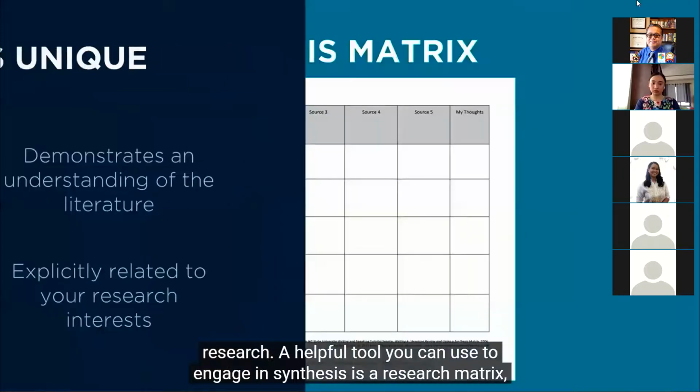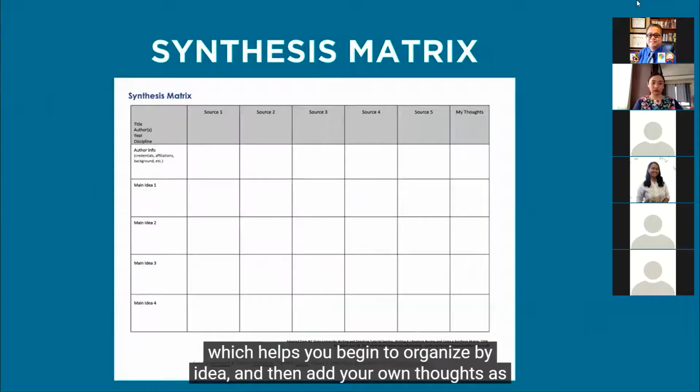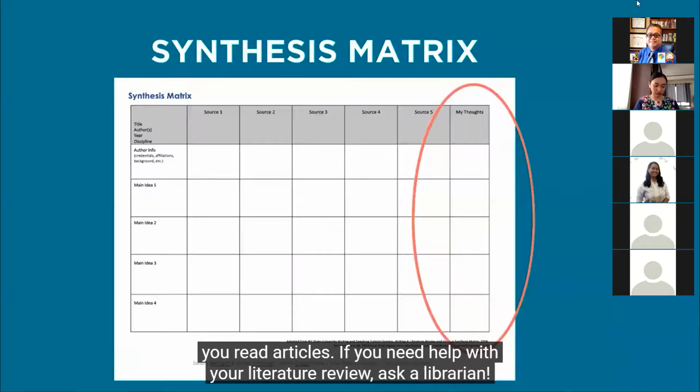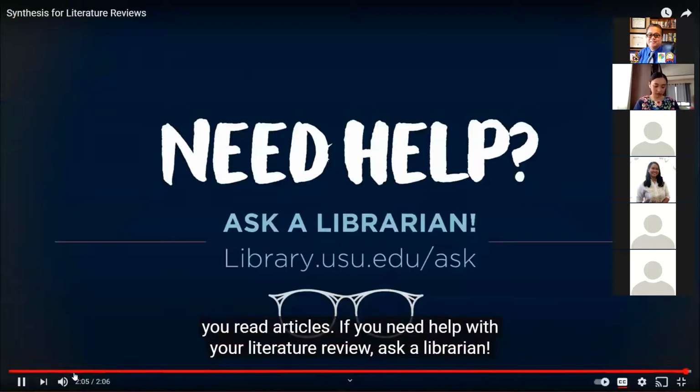This means you're developing your own understanding of the literature and explicitly stating what it means to your research. A helpful tool you can use to engage in synthesis is a research matrix, which helps you begin to organize by idea and then add your own thoughts as you read articles. If you need help with your literature review, ask a librarian.